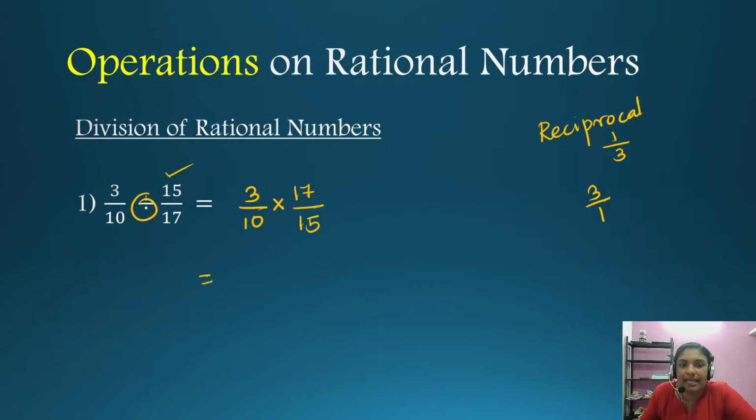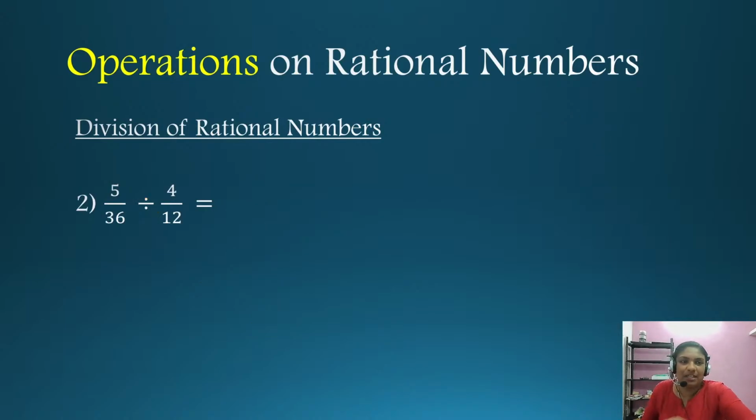Now, can we cancel anything? Yes. 3 1s are 3, 3 5s are 15. Now, 1 into 17, 17 by 10 into 5, 50. So 17 by 50 is the quotient.